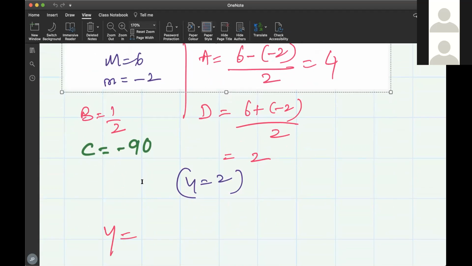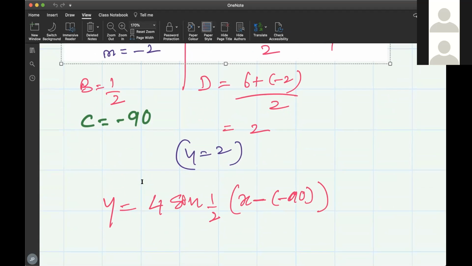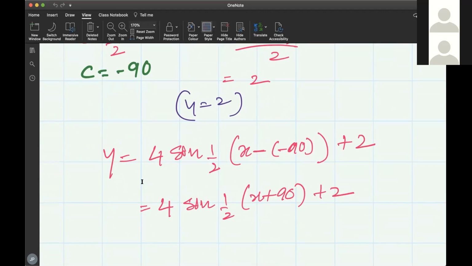So in terms of sine, we have 4 sine, the value of B is half, x minus C, don't forget that, it's an x minus C plus D. So your equation should be 4 sine of half x plus 90, plus 2. That should be your equation.